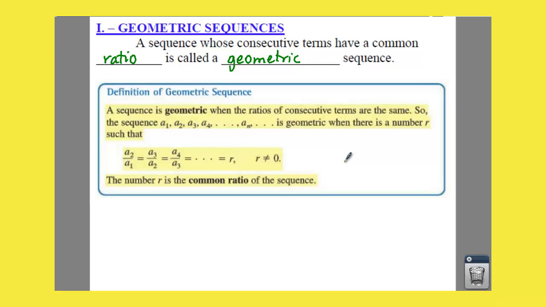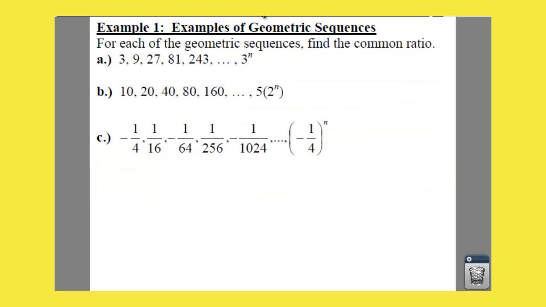So your r is going to end up being your common ratio. Once again, your a sub 1 is your first term. a sub n is your nth term. So let's look at our first example and let's find out what each of our ratios are. Let's find out our common ratio, what they are.